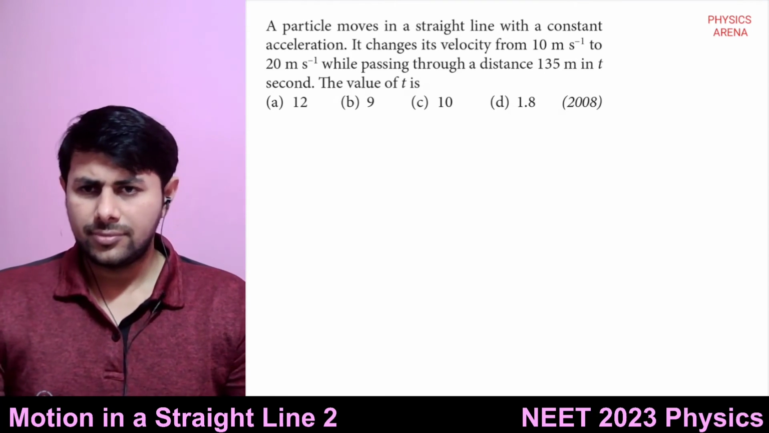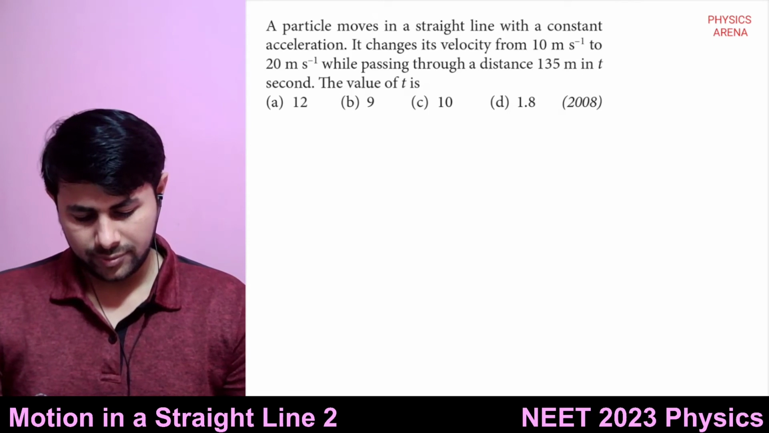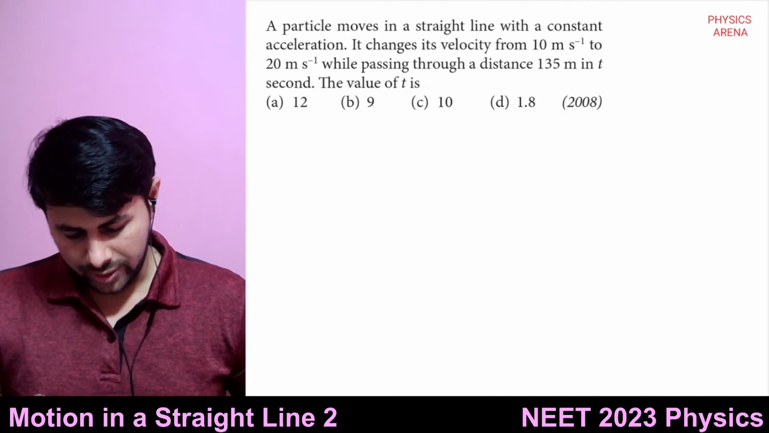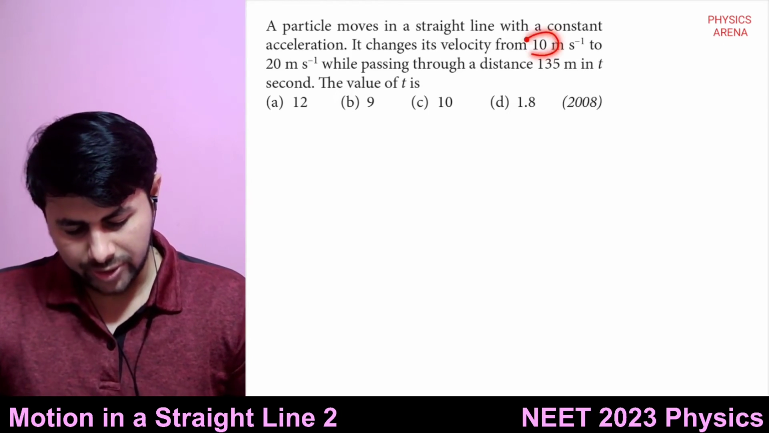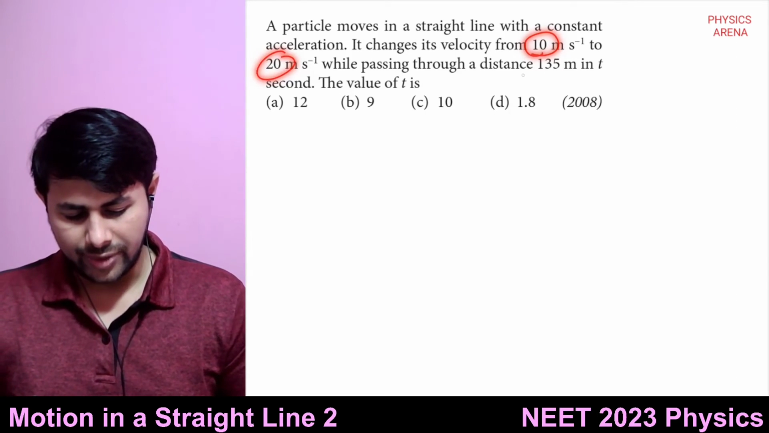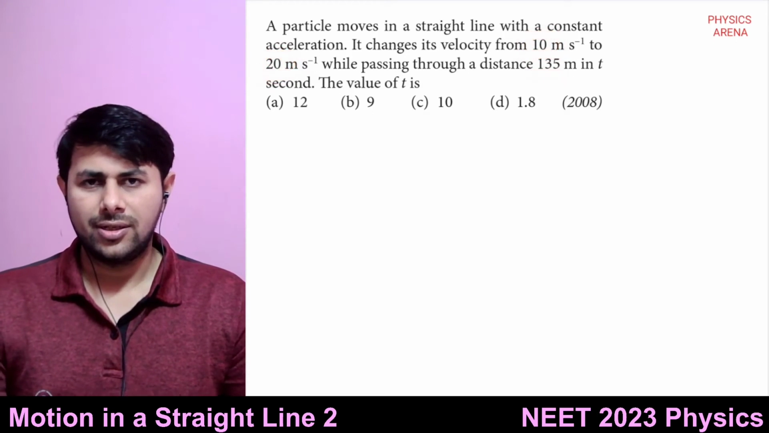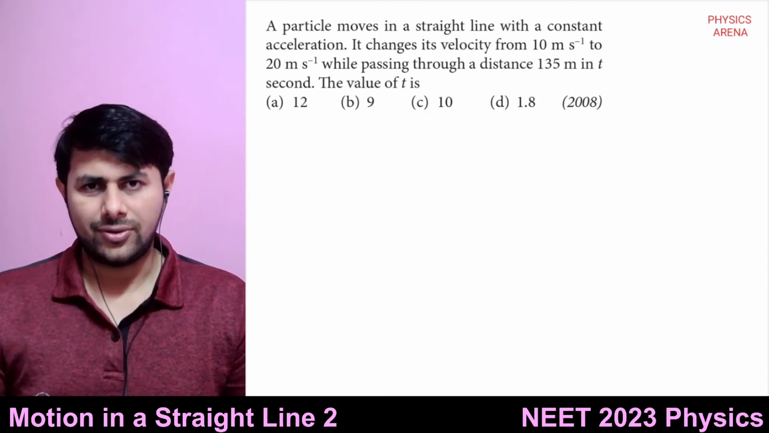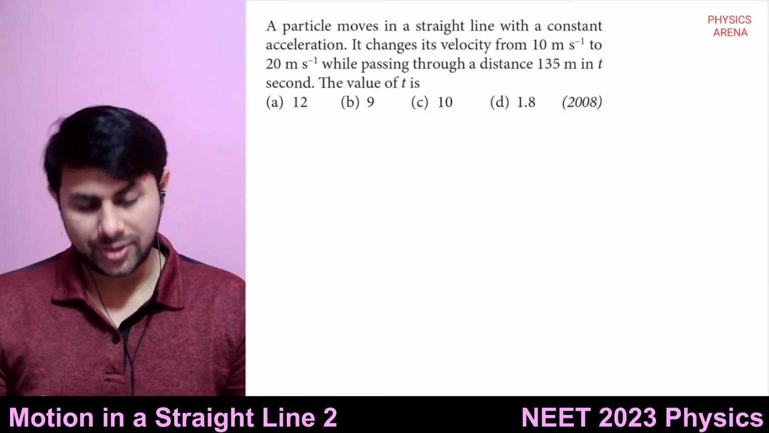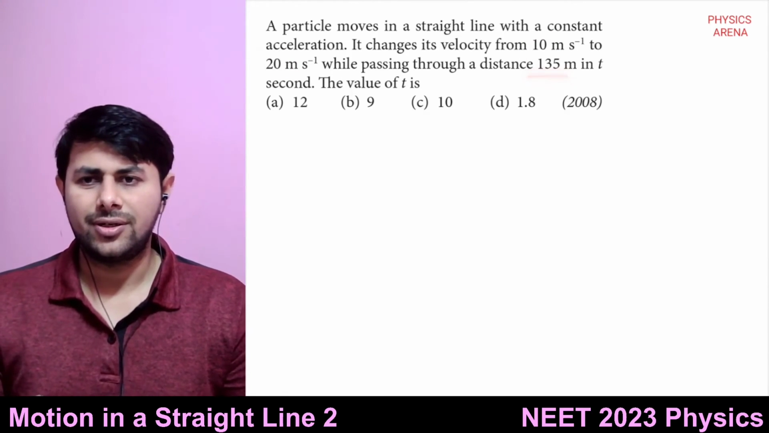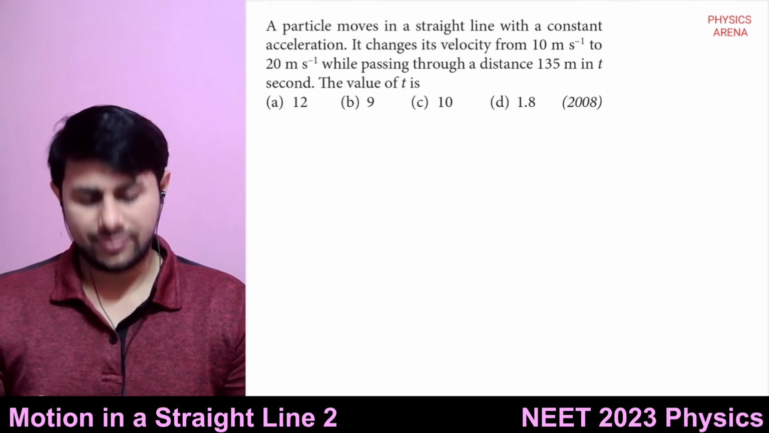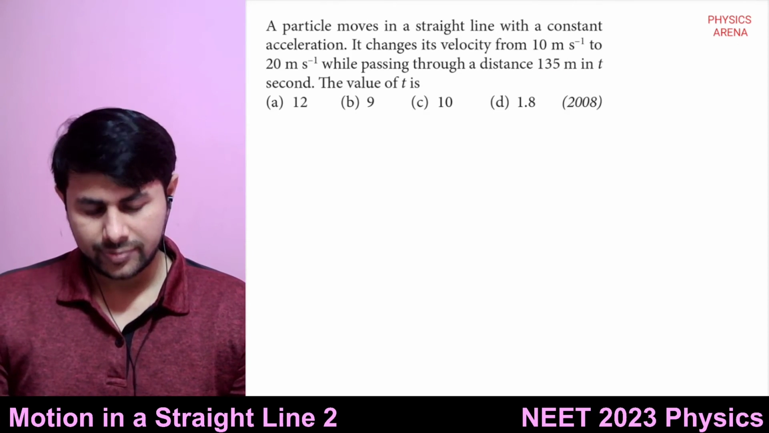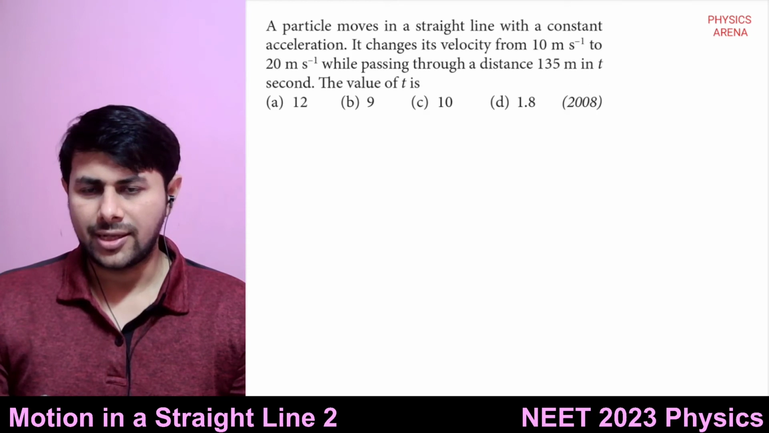S equal to ut plus half at square. You are given that it changes its velocity from 10 to 20 while passing through this much distance. So velocity is changing. Initial velocity is given, final velocity is given, distance is given. That means you have to use which formula? S is equal to ut plus half at square. Is that the formula?